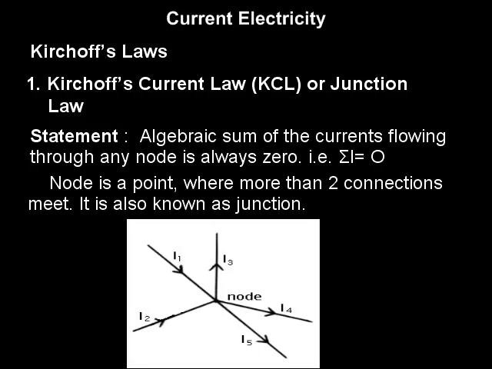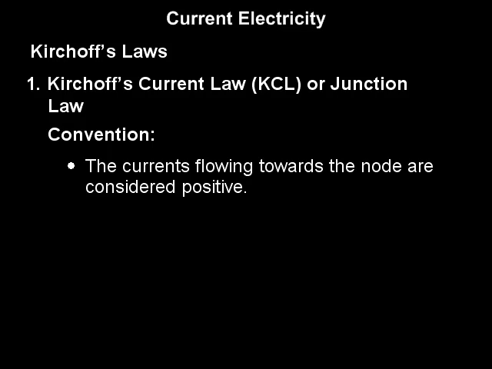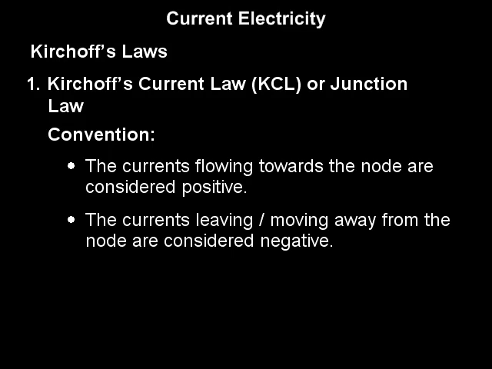Node is a point where more than two connections meet. It is also known as junction. For verification of this law, the following convention is used. The first, the currents flowing towards the node are considered positive. And number two, the currents leaving or moving away from the node are considered negative.